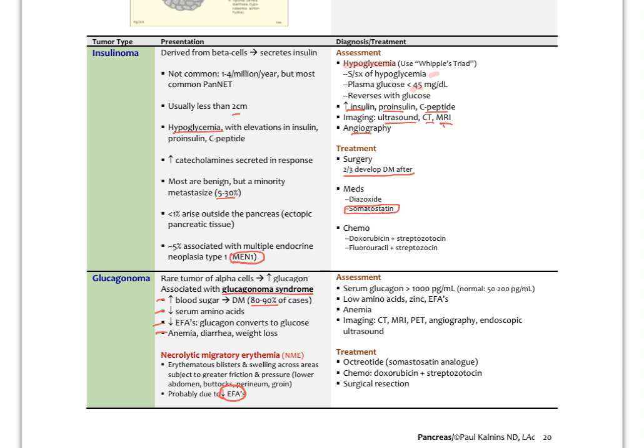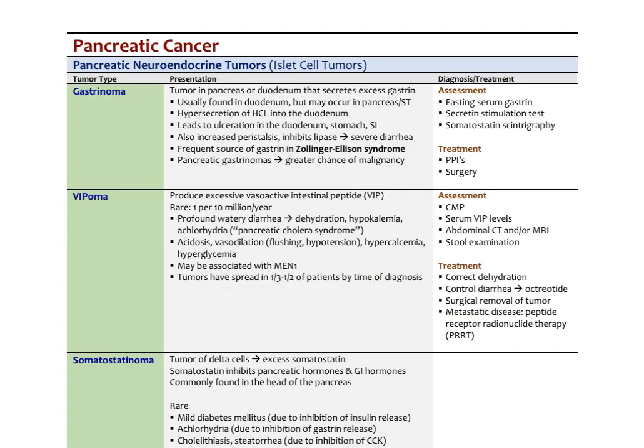So the serum glucagon is often over 1,000 picograms per milliliter. Normal ranges are between 50 and 200. Low amino acids, zinc, essential fatty acids, anemia, and then our imaging techniques, CT, MRI, etc., might all be used to do the assessment there. Somatostatin, and I should mention that octreotide is a somatostatin analog, and then chemo, again, different regimens, and then potentially surgical resection. So those are the two most common PNETs, insulinoma and glucagonoma.